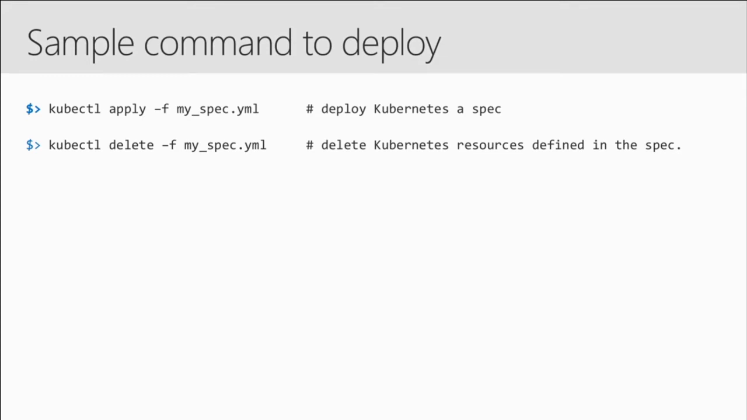That's it. So if you want to remove it from your cluster, you say kube control delete -f and the same spec name. Then it will just go and delete everything. Okay?